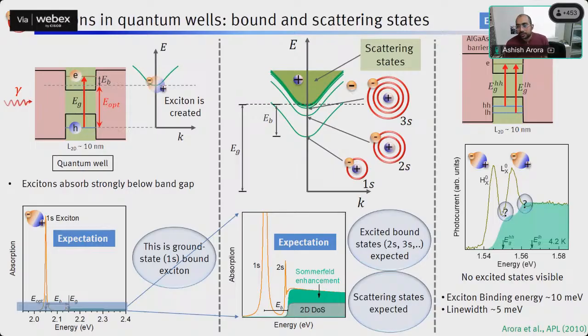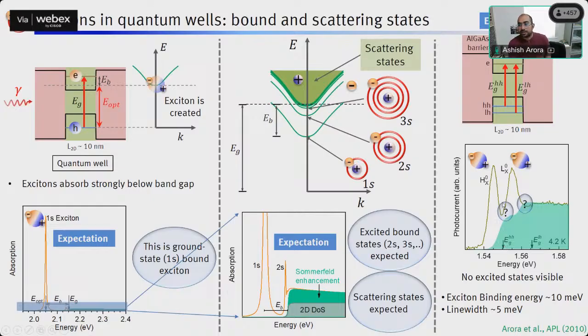The thing is, their line width is large and the binding energy is small. For example, this would be the total energy interval in which all these excited states appear, but we are not able to see them because this binding energy is very small as well as the line width is very large, because the line width is already of the order of the binding energy.